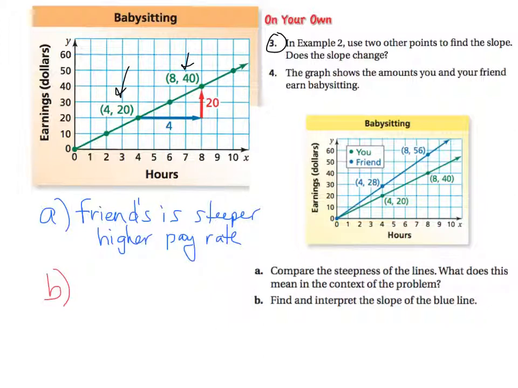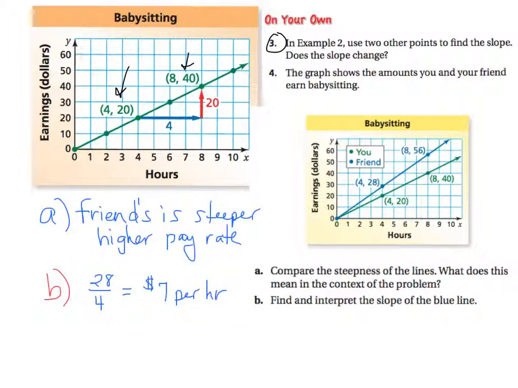Well, let's find the slope. The blue line, your friend. What's your change in y? Now, all I do is I look at the change in y from 28 to 56. 28 to 56 means that's a vertical change of 28. A horizontal change from 4 to 8 would be 4. So 28 divided by 4 means that your friend makes $7 per hour.